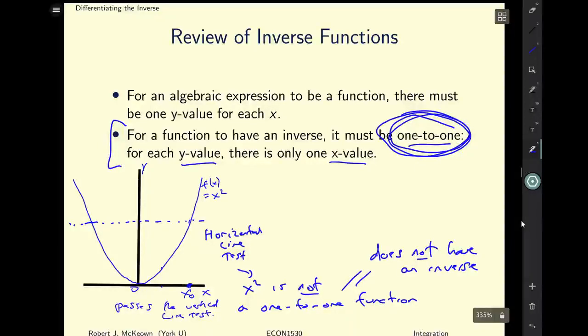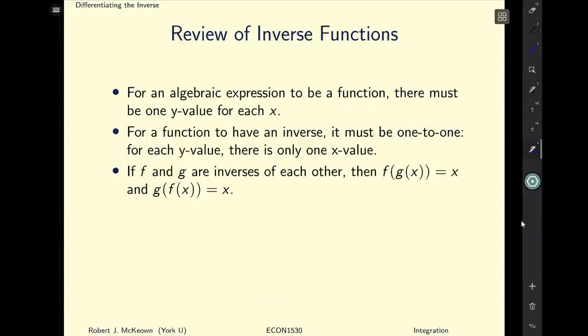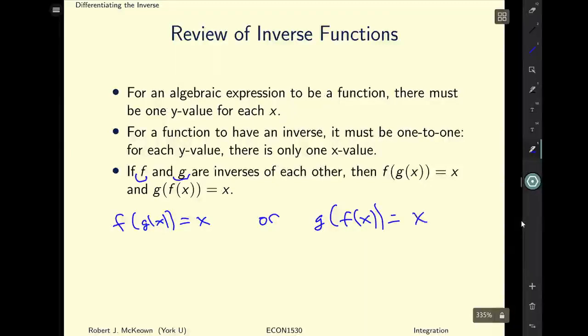All right, so that's a little bit of a review, but I may not have explained this explicitly in one of the videos before, so I'm talking about it now. This kind of function is a function, it passes the vertical line test, but it's not this special kind of function where we can be sure it has an inverse function. Now, a function and its inverse have a special property. That property is that if we have f of g of x, that's going to be equal to x. Or I can write g of f of x, and that's also going to be equal to x.